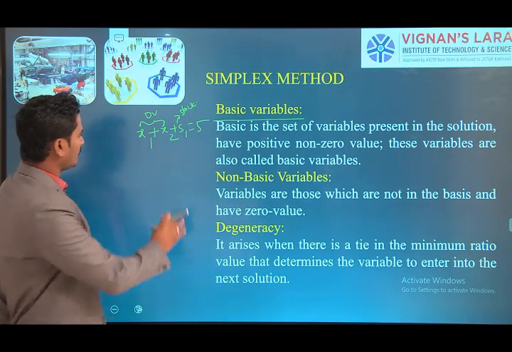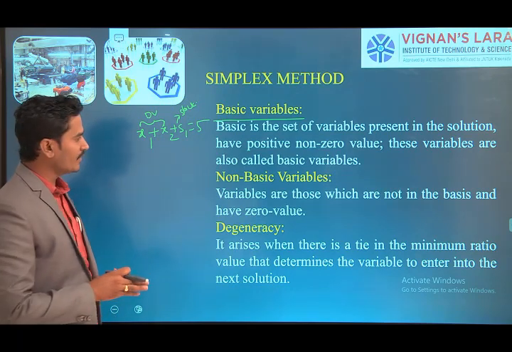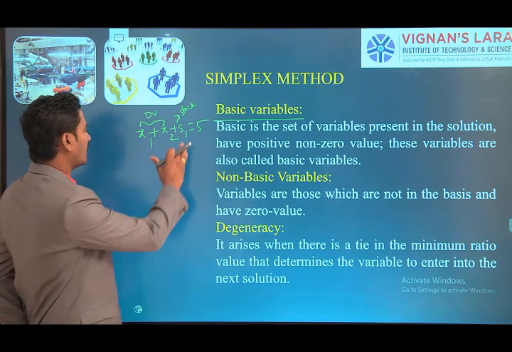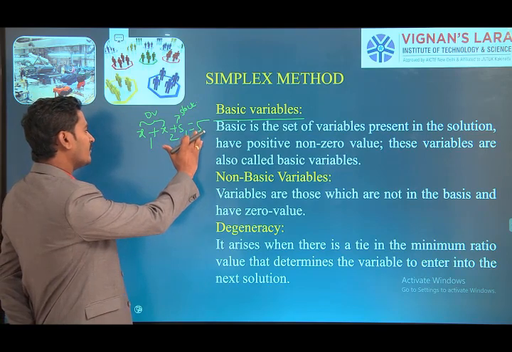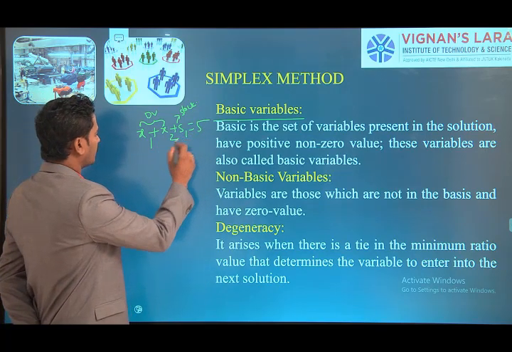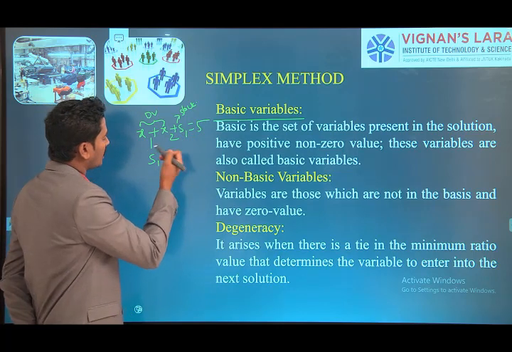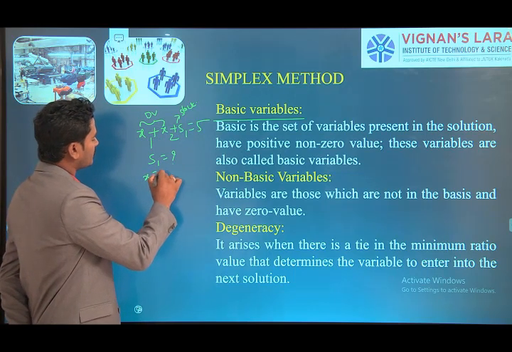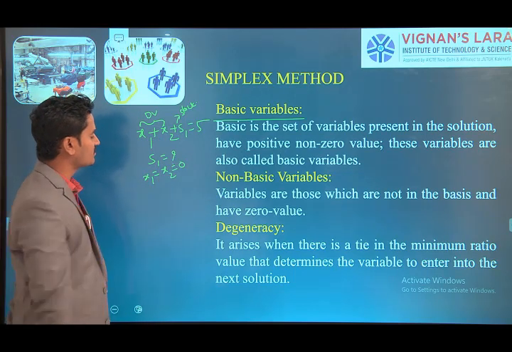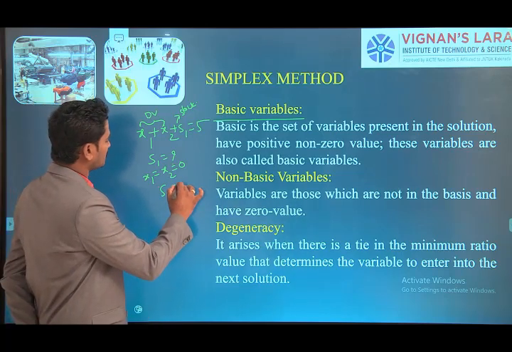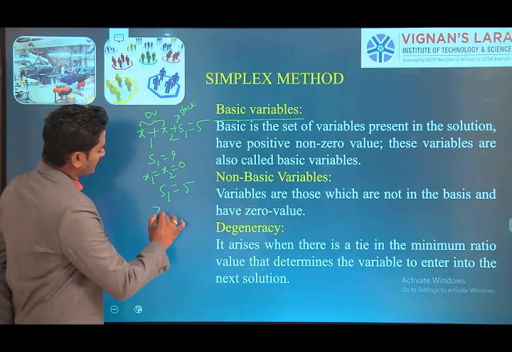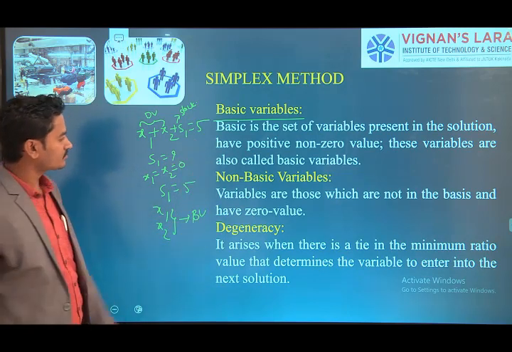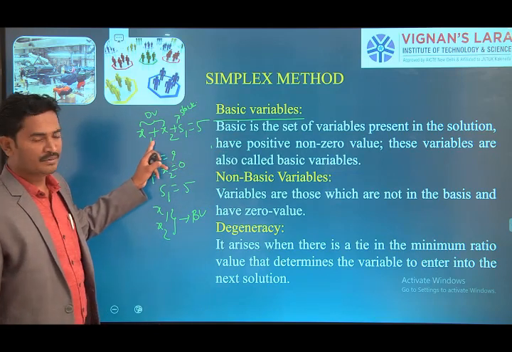Coming to the simplex, here we are going to find the basic variables. How do we find the basic variables? Here we assume x1 and x2 are equal to 0, and we find the value of s1 from the equality. By assuming x1 and x2 equal to 0, we get s1 is equal to 5.